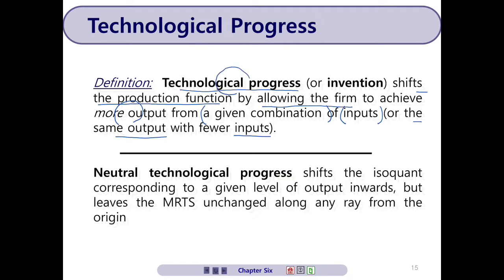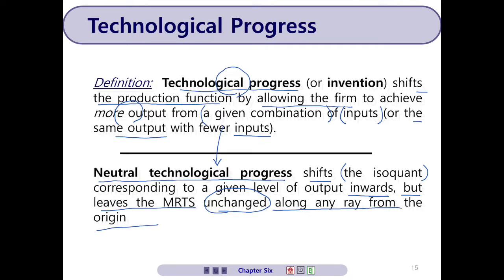Technological progress happens in three different ways. The key one is the neutral way. The other one is labor saving, and the last one is capital saving. Neutral technological progress shifts the isoquant curve inward, and as well as moving inward, it leaves the MRTS unchanged along any ray from the origin.